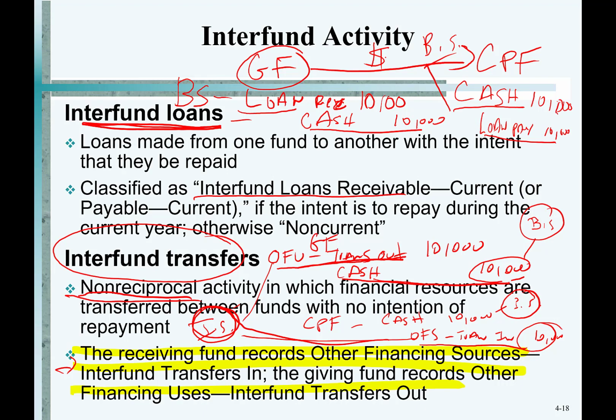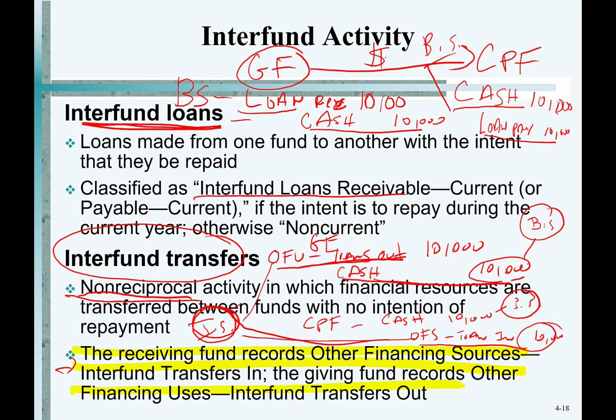If this transaction was the only transaction this government had, do we have any revenues? No. We do not. So our revenue is zero. If that transaction was the only transaction the government had, do we have any expenditures? We do not. Our expenditures are zero. But then when we get down to the bottom section, we will report other financing uses, won't we? Of 10,000? Yeah. Other financing uses of 10,000, which is like a non-operating expense.